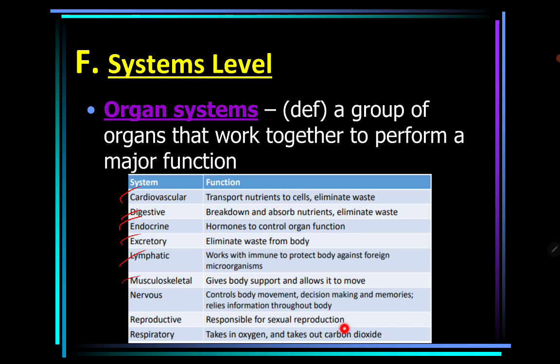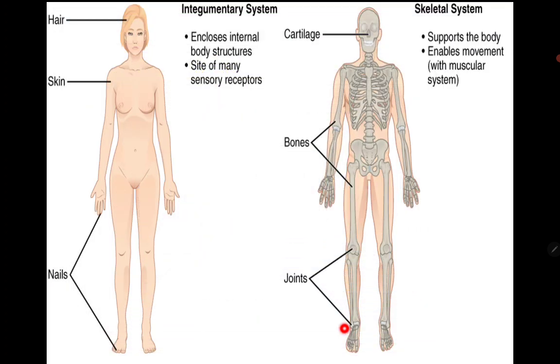Musculoskeletal gives the body support and allows it to move. Nervous controls body movement, decision-making, and memories, and relays information throughout the body. Reproductive is responsible for sexual reproduction. Respiratory takes in oxygen and takes out carbon dioxide. So this is an overview of the different body systems, starting with the integumentary and the skeletal system.